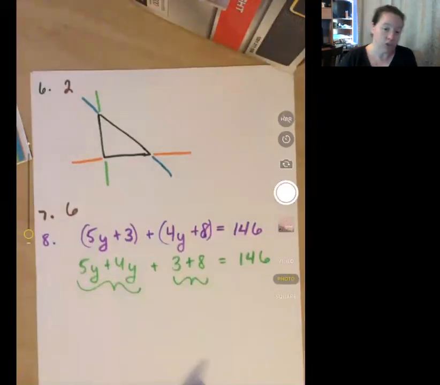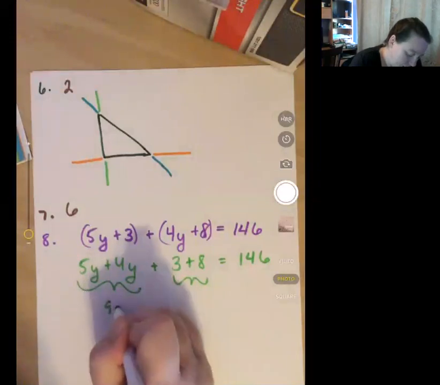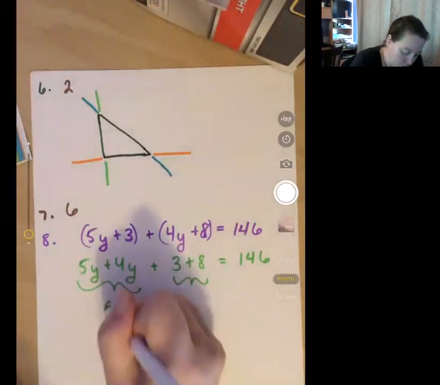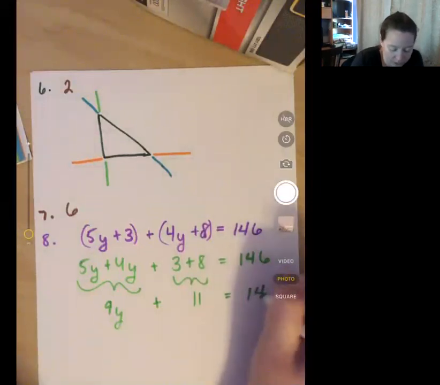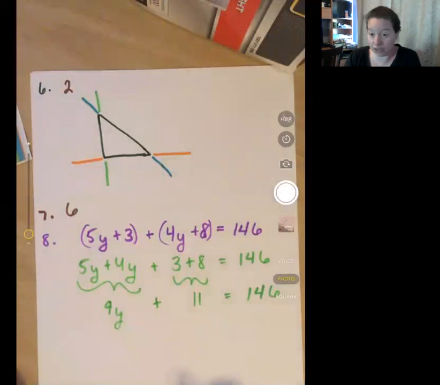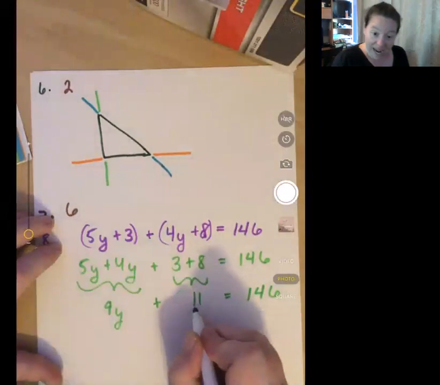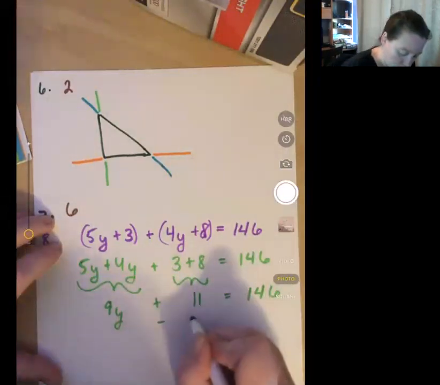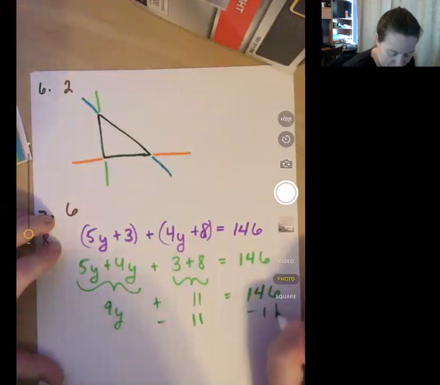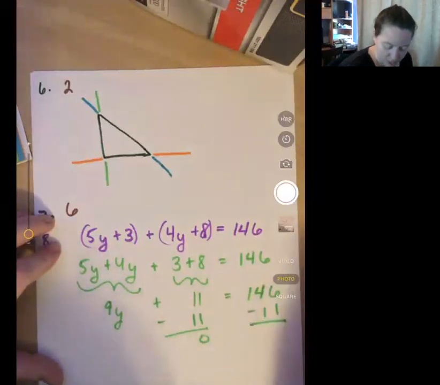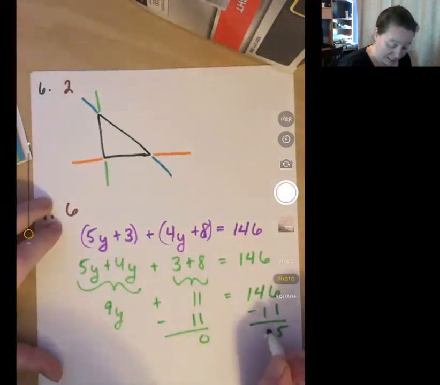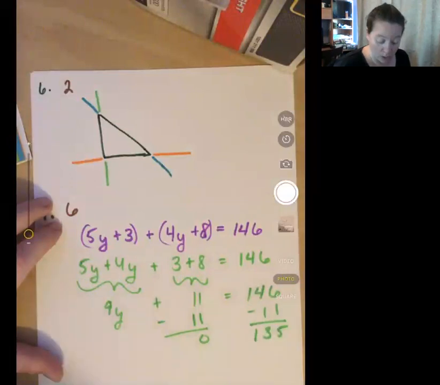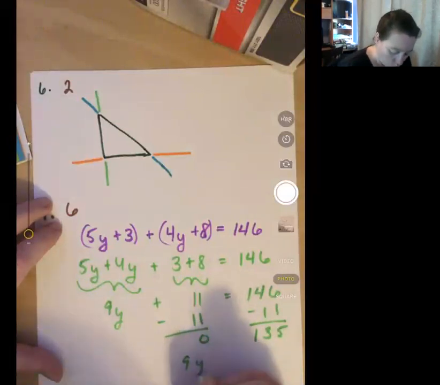Okay, so 5y plus 4y gives us 9y. Plus 3 plus 8 gives us 11. Equals 146. Easiest thing to get rid of at this point is the 11. So it's currently added. We are going to subtract, because that's the opposite. So minus 11 from both sides. That gives us a 0 there. 6 minus 1 is 5. 4 minus 1 is 3. And then a 1.